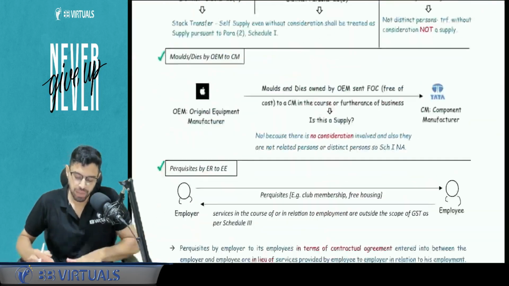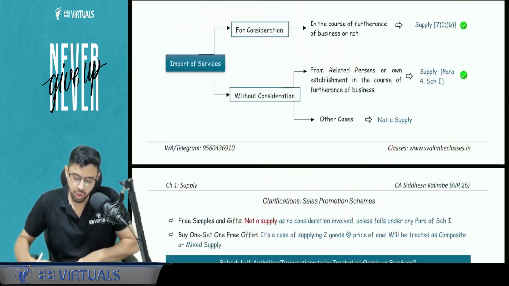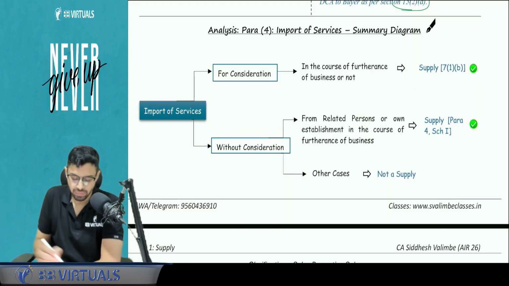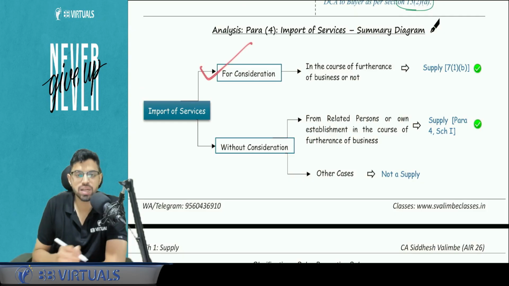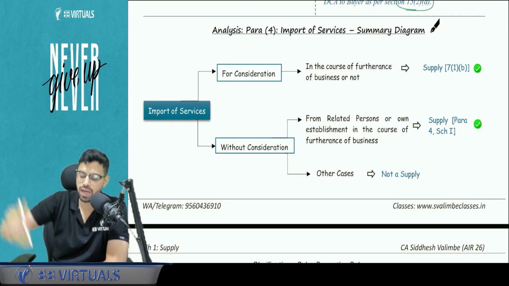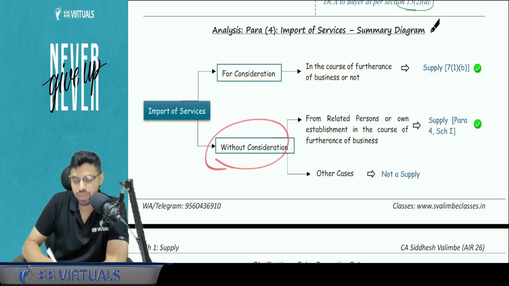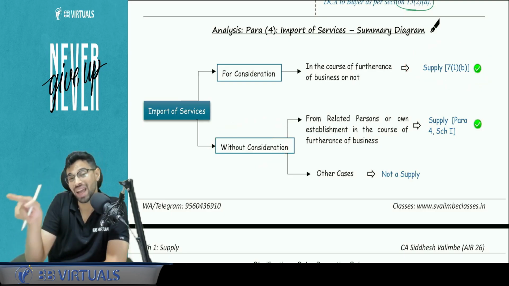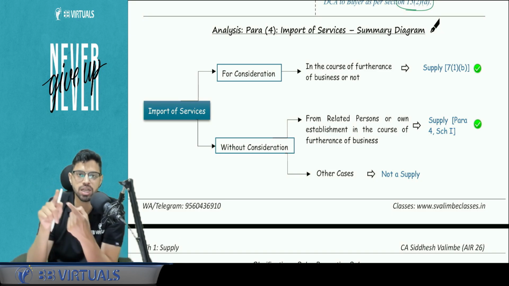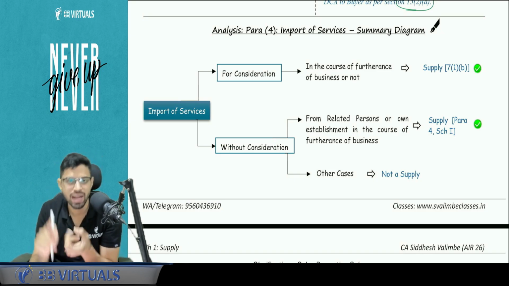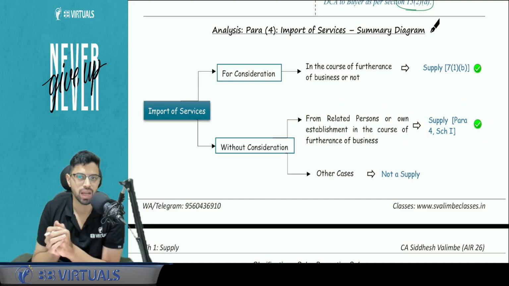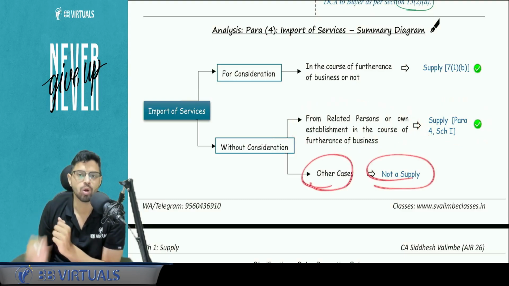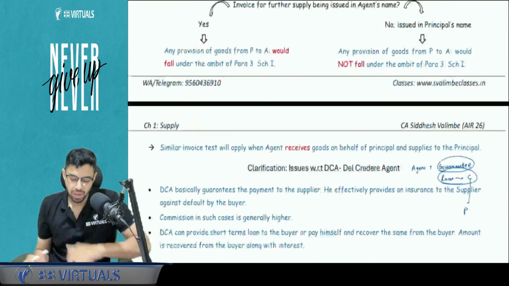So let's make a short summary paragraph for this import condition. Pay attention everyone. Import of services given in question, first see consideration is there or not there. If consideration is there, you are not going to apply Schedule number 1. You will apply 7(1)(b), business condition is irrelevant, it will be a supply. But if there is no consideration, you see 2 conditions as per paragraph number 4, Schedule number 1. First condition, you are importing from related person or own establishment. Second, business condition. If both are satisfied, then yes, it is a supply under Schedule number 1, paragraph number 4. In other cases, it will be not a supply. Is this clear? Okay.